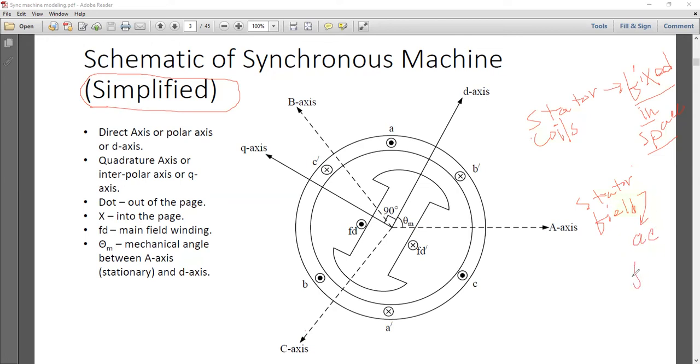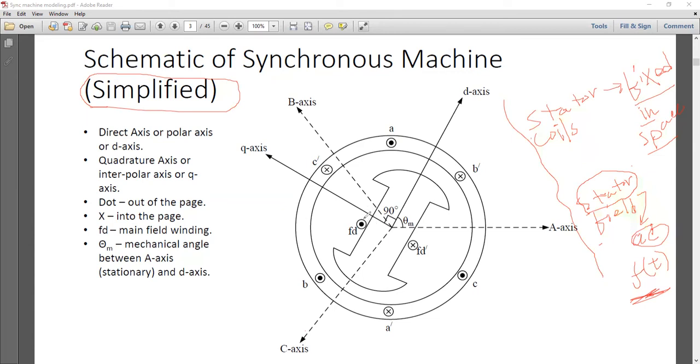They are some function of time. Is that clear? So the stator fields are a function of time because they are AC, they are alternating in nature. This is about the stator coil position and the resulting field due to the current flowing in the stator coils. Clear? If you have any confusion, please ask me. Okay, no problem. Next, come to the rotor coils.